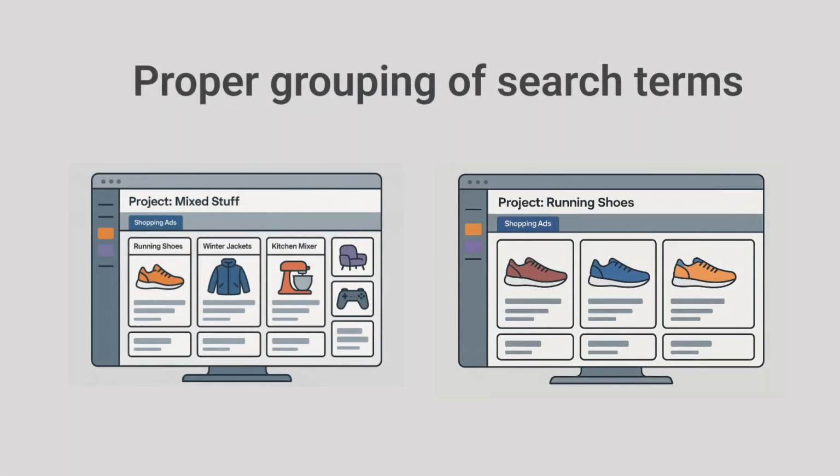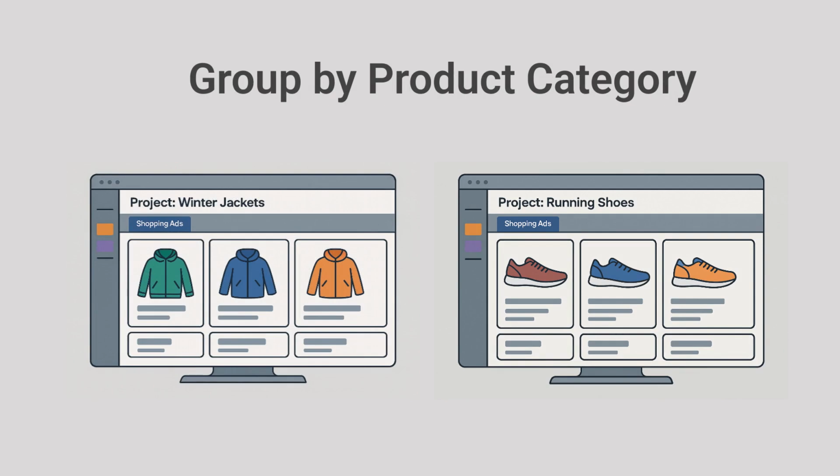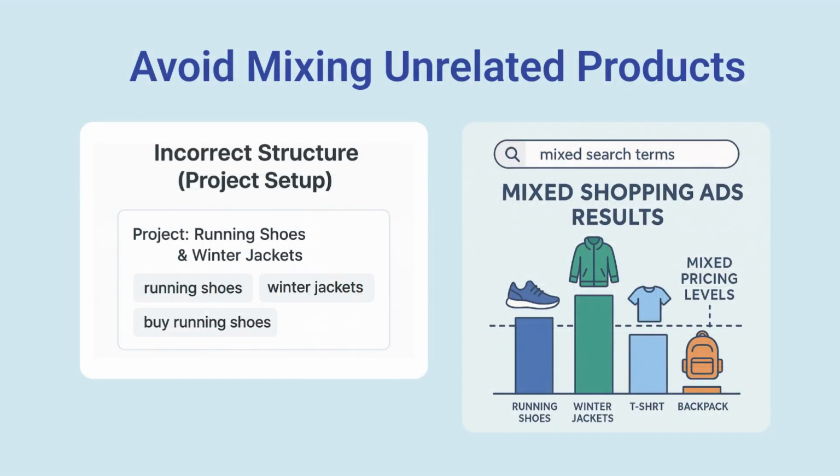Before we add search terms, let's talk about strategy. Proper grouping of search terms is essential if you want your reports to reflect the real competitive landscape and accurate market pricing. First, group by product category. Each project should focus on one specific product group or category. For example, create one project for running shoes and a separate project for winter jackets. Avoid mixing unrelated products in the same project.